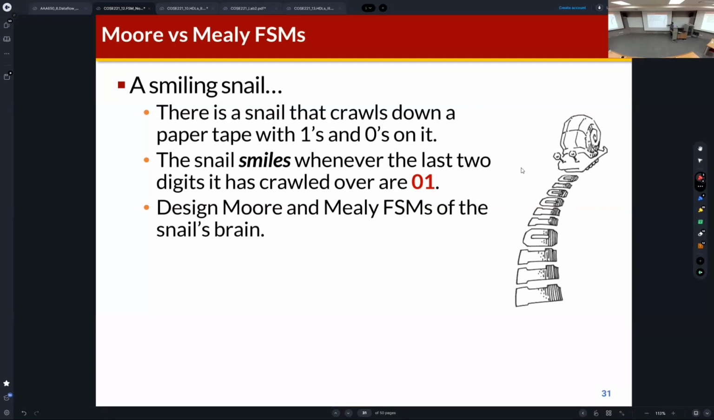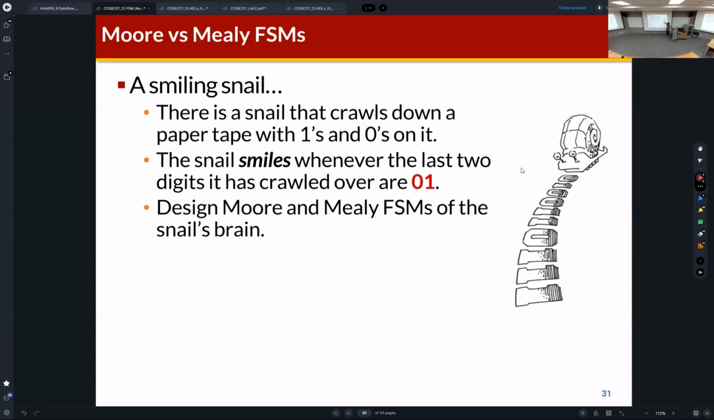Do you remember the meaning of Mealy or Moore FSM? The Moore FSM means that the output is determined just by the current state, and in the Mealy FSM, the outputs are determined by the current state and input signals. This is the difference between the Mealy FSM and Moore FSM. So let's see the example of the Mealy FSM.